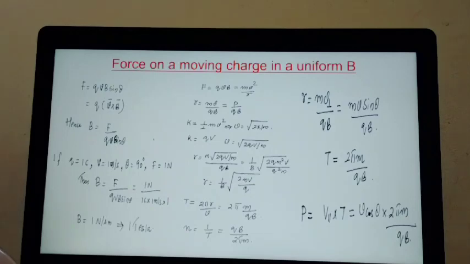So the vertical component makes the particle move in a circular path, and the horizontal component of velocity makes the particle move in linear motion. So it will describe a helical path.